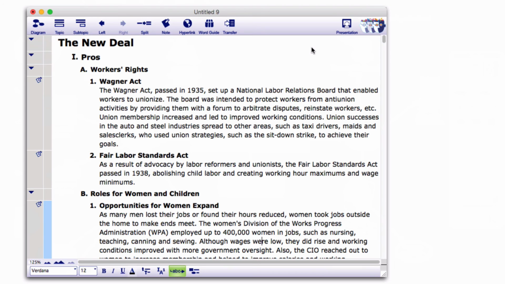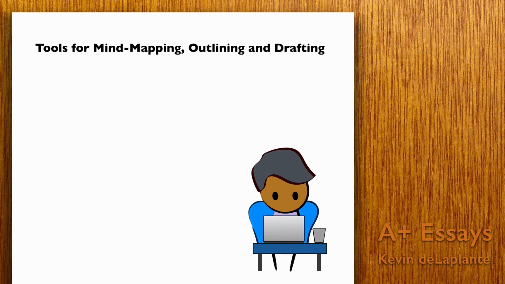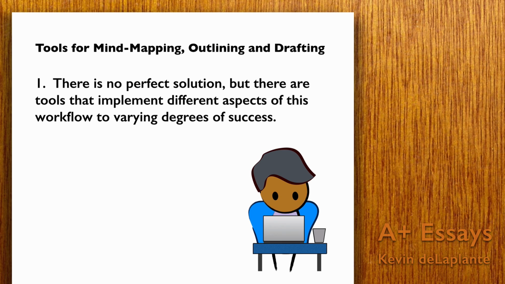Like I said at the outset, there is no program that implements the workflow that I'm imagining perfectly. But if you're struggling with your writing, the more you start thinking about your writing in terms of a workflow like this, the better off you'll be. So to sum up, in this video I've walked through a few examples of software applications that can support at least part of an idealized writing workflow that makes it easy to move back and forth between outline mode and a draft writing mode. The takeaway is that there is no perfect solution, but there are tools that implement different aspects of this workflow to varying degrees of success.